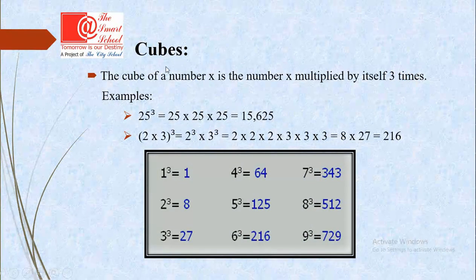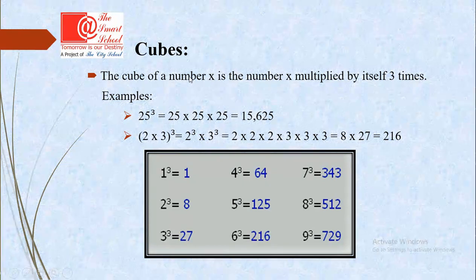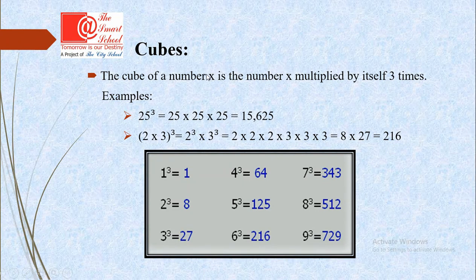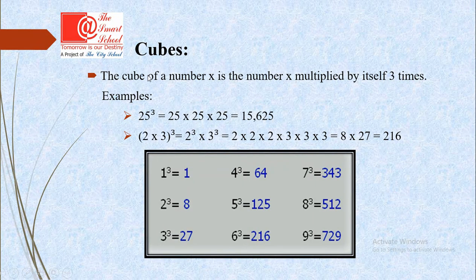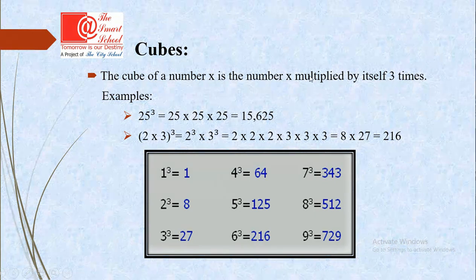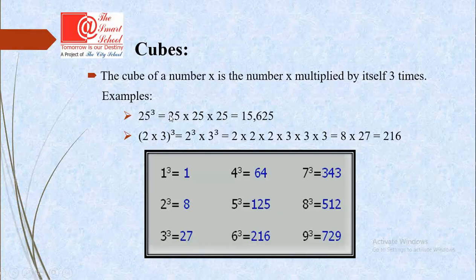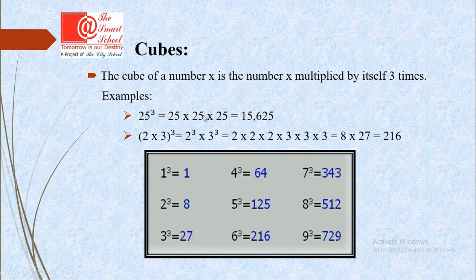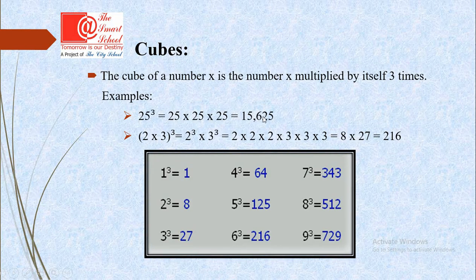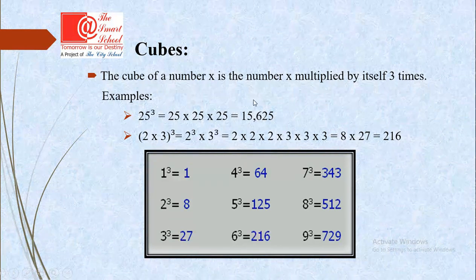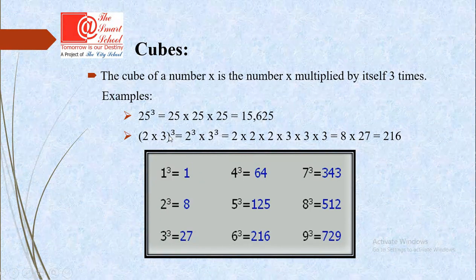Now cubes. Students, you remember in our last chapter we did squares. In squares we multiply a number twice, but here in cubes we multiply a number thrice. The cube of a number x is the number x multiplied by itself 3 times. Example: 25 cube is equal to 25 multiplied by 25 multiplied by 25. So the answer is 15,625.